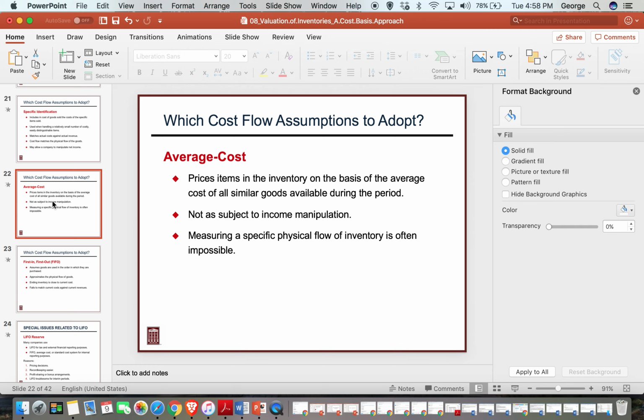Average cost. So that's just the average cost of all inventory available during the period. It's harder to manipulate income with this one. But measuring a specific physical flow of inventory might be very difficult. So the average cost advantage is, well, I can't measure that physical flow of inventory. I don't really know if it's first in, first out, or last in, first out. So I use average cost as kind of, well, maybe some of it's LIFO and some of it's FIFO, so I use it kind of as a buffer.